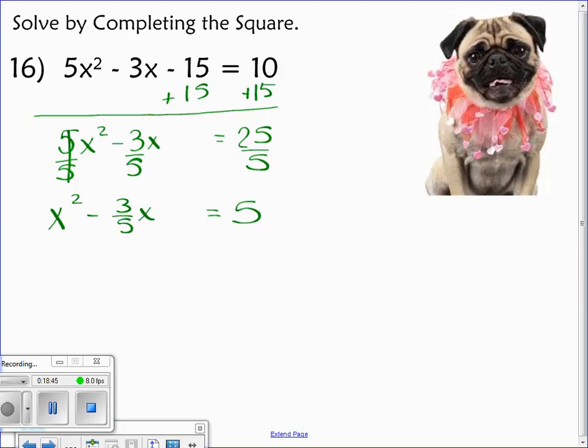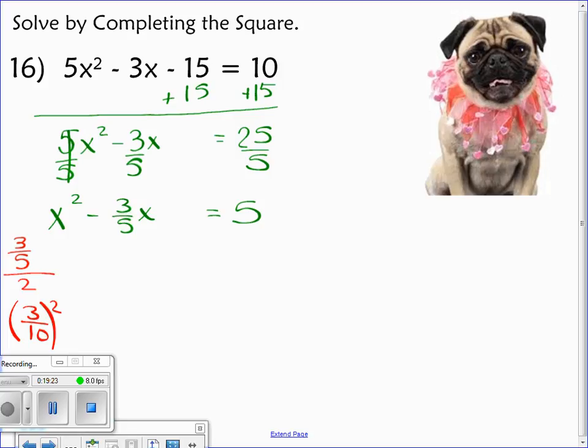Now, this problem confuses more students than any other problem. All right, are there questions up to there, though? Hopefully we're okay to that point, right? We moved the c stuff over, divided by my a. Jessica? Okay, what is your next step? It's b over 2, right? So my b value is 3/5. What's 3/5 divided by 2? 3/10. And then we square that.